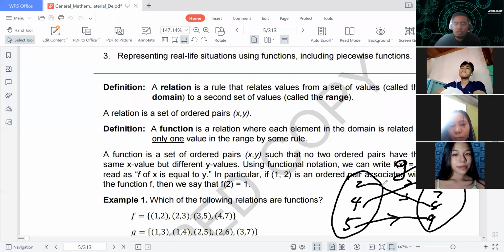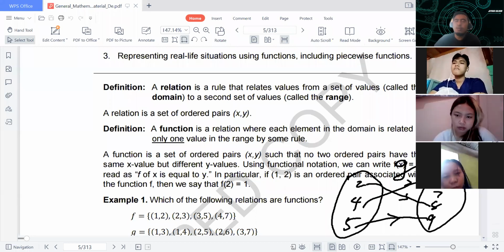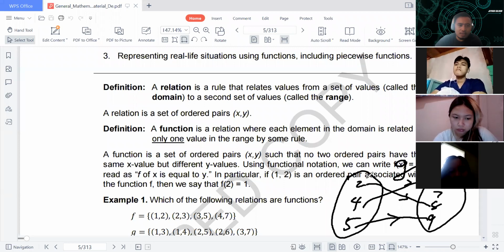It is a relation because you assign an element from the domain going to the codomain. It's automatically a relation. Now, the question is, is it a function? Okay, first condition: are all elements of the domain used? Yes. Is the assignment of each one unique?